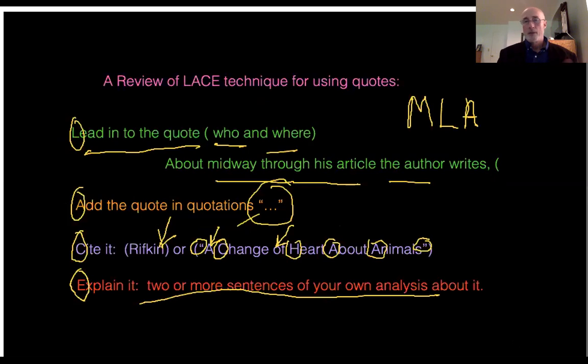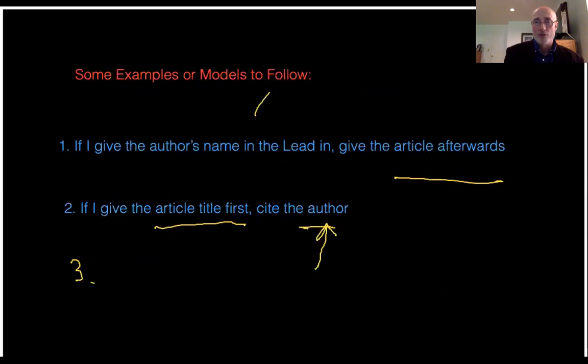I just mentioned the article and the author. So now I have, excuse me, most of the time you would want to give the author's last name then, okay? If you don't give the author in the lead in, you usually always cite the author's last name. That's a general rule in MLA, okay?